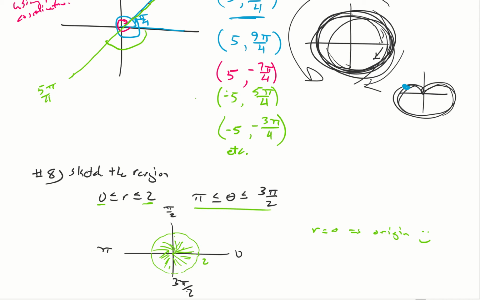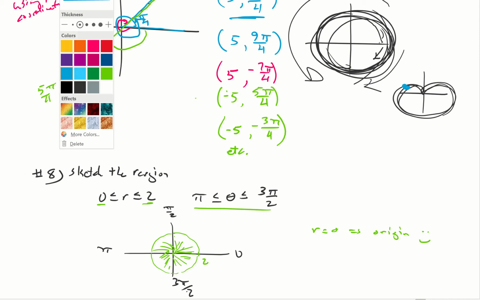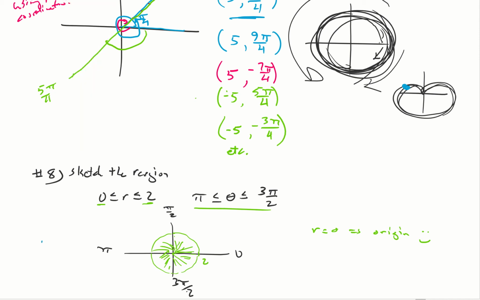We're not allowed to spin from 0 to 2 pi and around and around. Instead, all we can do is have theta run from, say, pi, which is here, to 3 pi over 2, which is here. That's the only angle that we can do. So therefore, really, this region is this guy. And that's it.